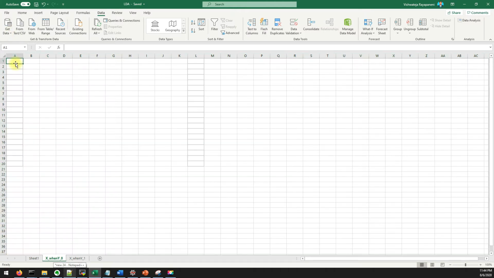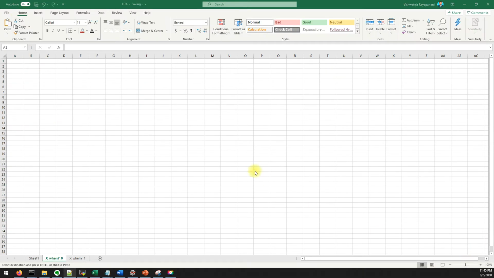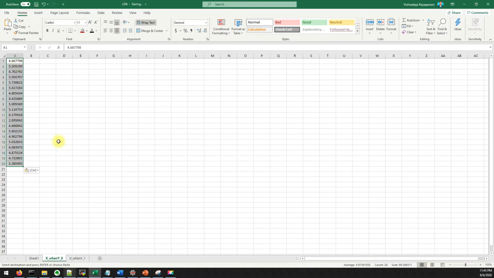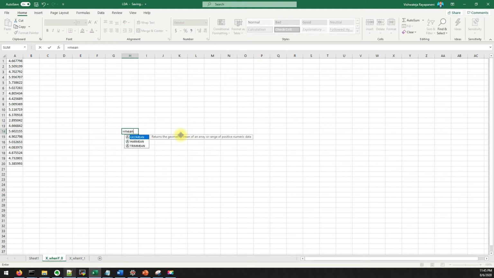Let me paste it here. Yes, so these are the values of x when y equals 0. Obviously we need to find the mean. In Excel it is AVERAGE. This is 4.9, this is the mean, and we need to have the variance.